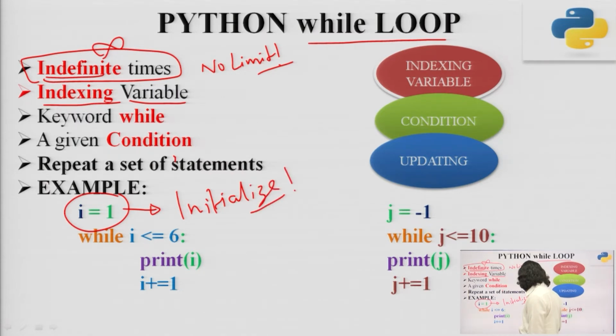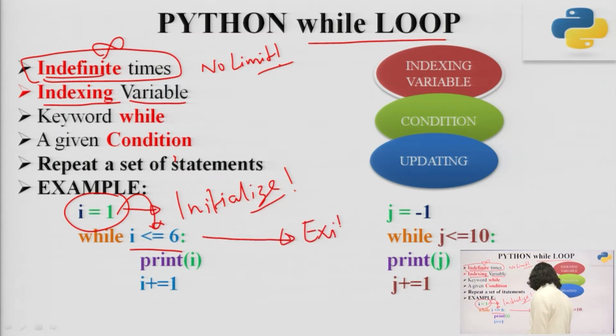This variable which we are going to initialize is basically the variable which is making the condition. That is why this indexing variable is very important, because this variable will be responsible for the condition, and until and unless this condition becomes false, we cannot exit the loop or we cannot skip the loop. So, this I is equal to 1 is your indexing variable.